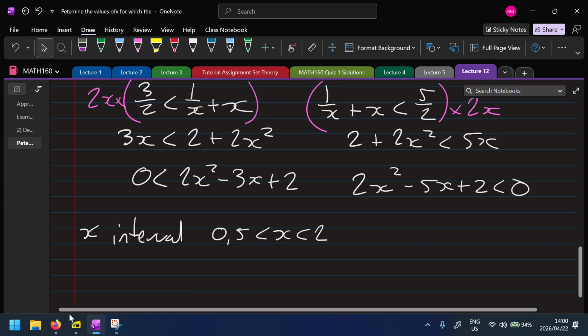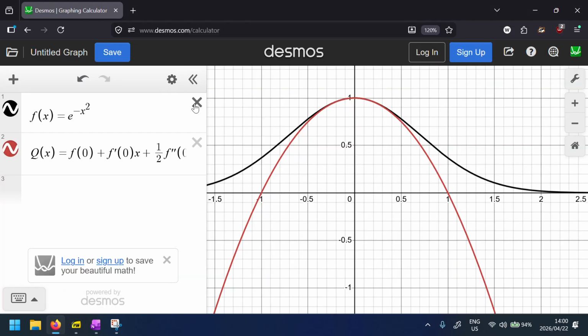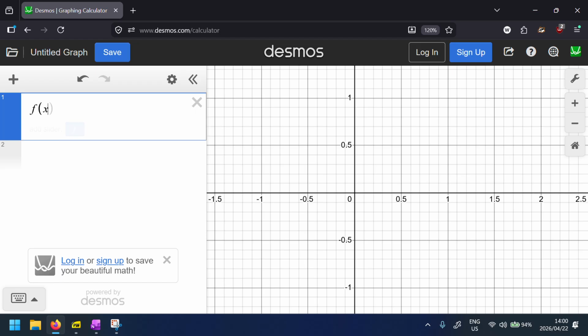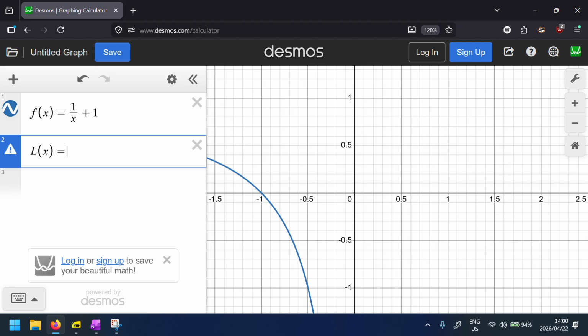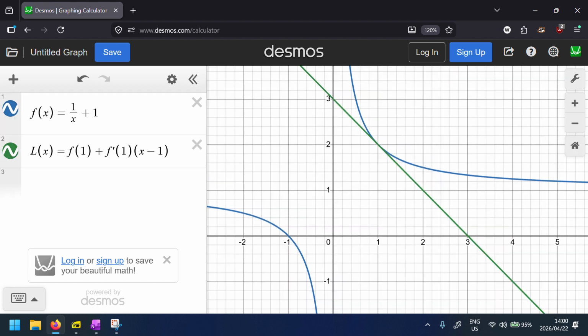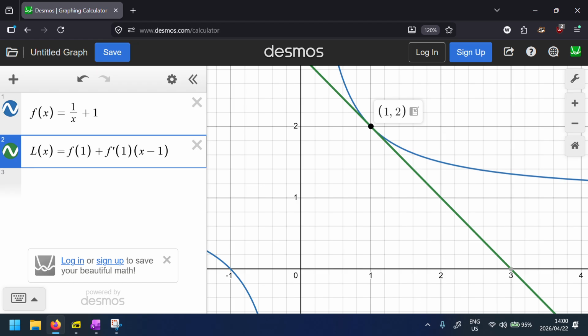Let's have a look at that here. So we have f of x was 1 over x plus 1. And then we've got the linear approximation. That was f at 1 plus f prime at 1, x minus 1. Again, we zoom in on the point 1. We see the linear approximation there in green and our function in blue. So very close to the point, it's a pretty good approximation. Further out, it kind of doesn't work anymore.